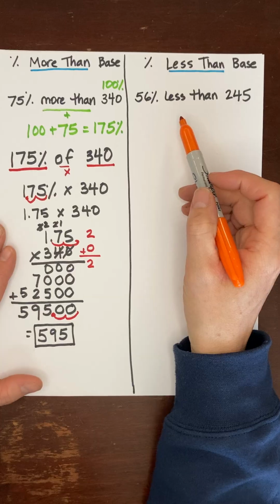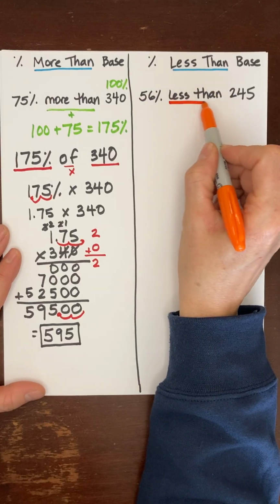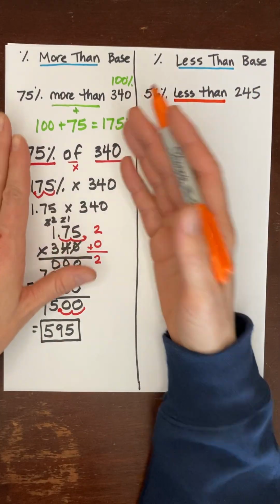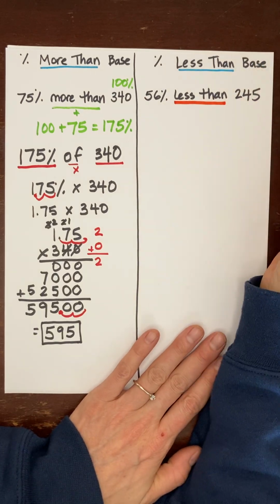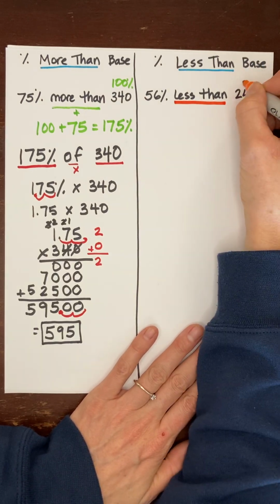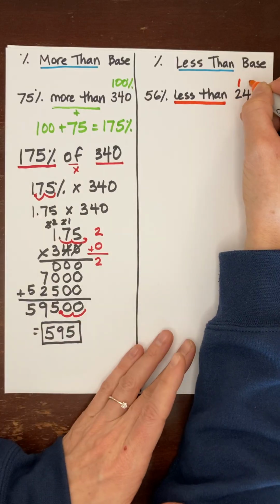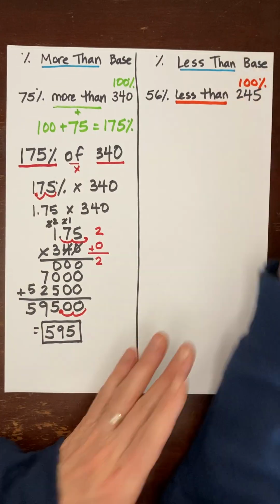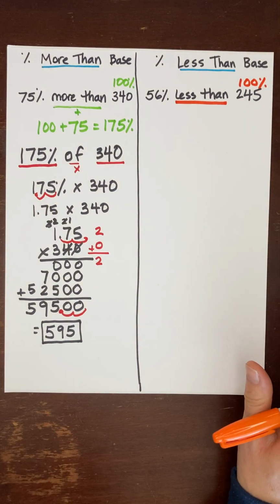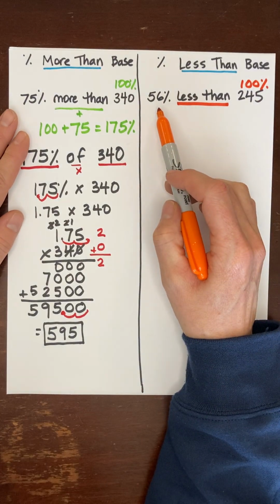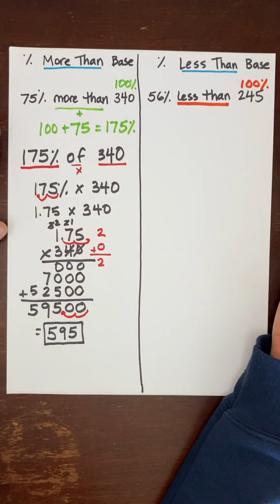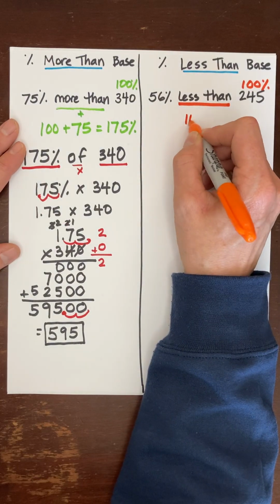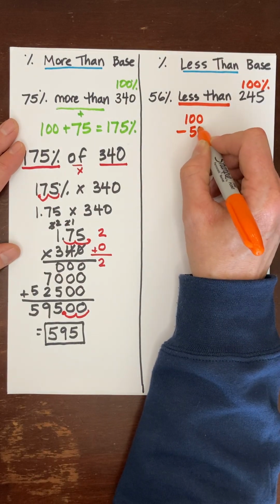Okay, let's look at the next example where we're asked to find less than. We're going to use a similar technique to over here. We have a percent less than the base number. The base number represents our whole number, which is 100% of the number. It's all there is, okay? And now we want 56% less than 100. Well, less than tells me I'm going to subtract. So I'm going to do 100 minus 56.